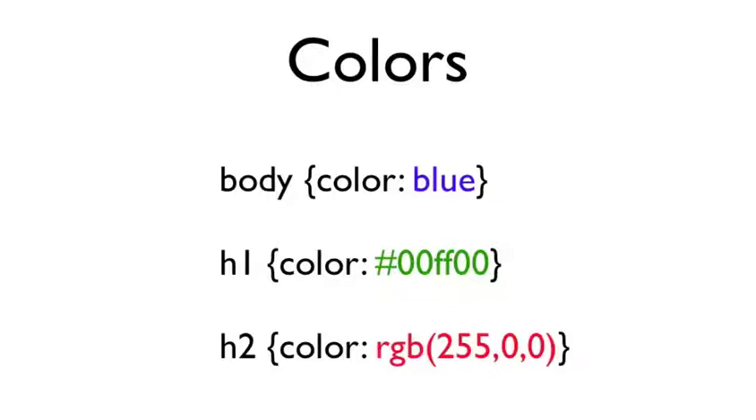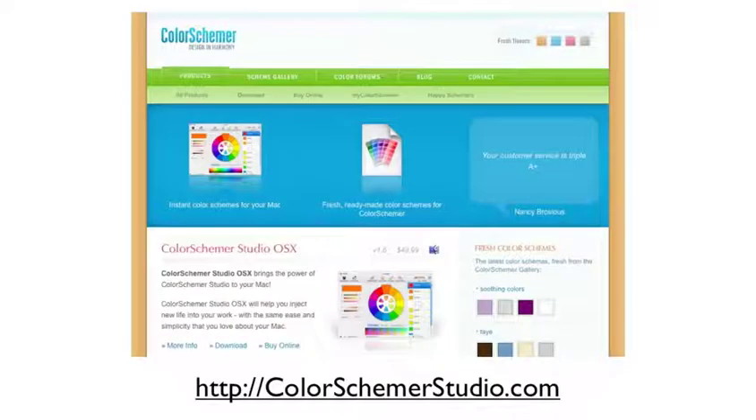An excellent tool that you can use to select colors, especially if you're colorblind like I am, is Color Schemer Studio, which is a wonderful program. I highly recommend it. It will allow you to select colors from anywhere. If you watch my other screencasts, you'll see that I use it quite a bit. So I do recommend that, but that's how the colors work.